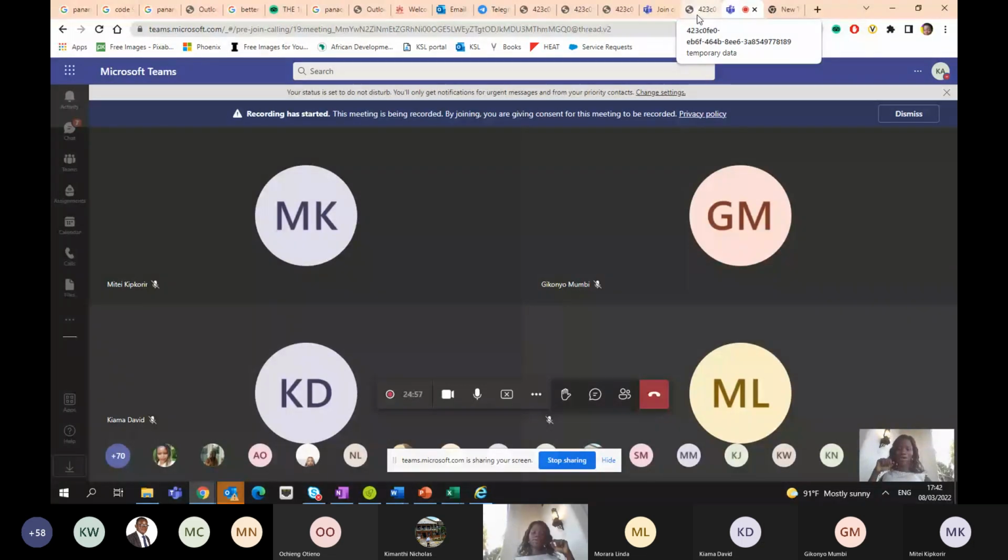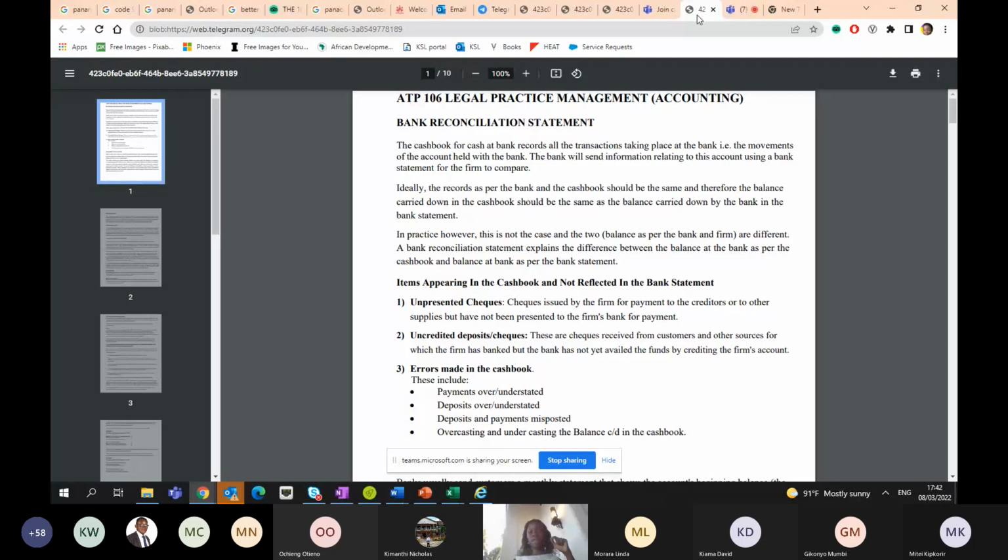Now the terms you will need to know are unpresented checks and uncredited checks. Even if you don't know, just think of it in terms of money in and money out. Unpresented checks are checks that you have given, but they haven't been presented to the bank by whoever you've given them to. Uncredited checks are checks that you have received, but they haven't been cleared by the bank and credited into your account. So those are the key things to look at.